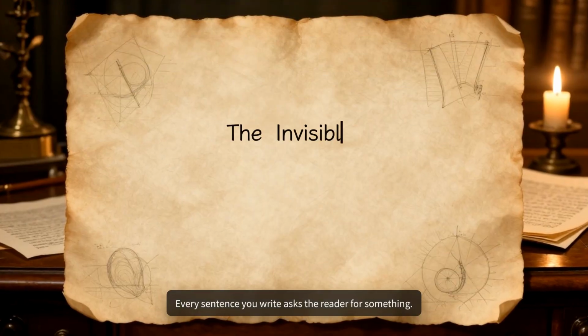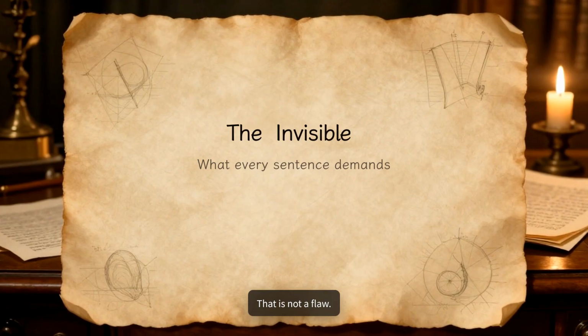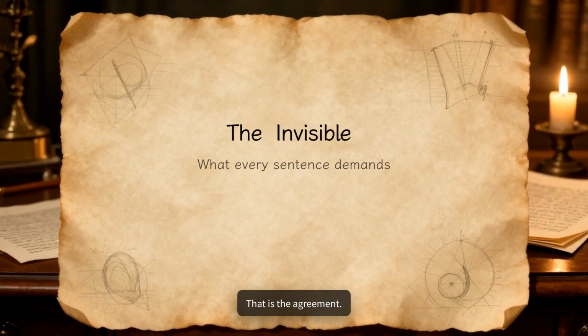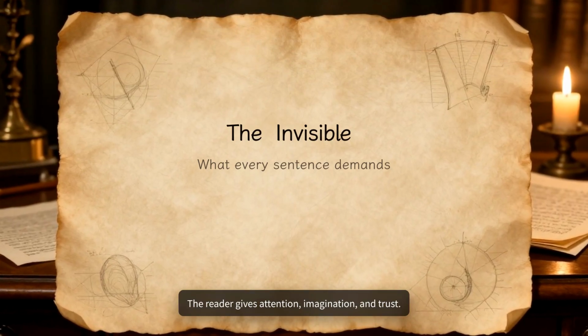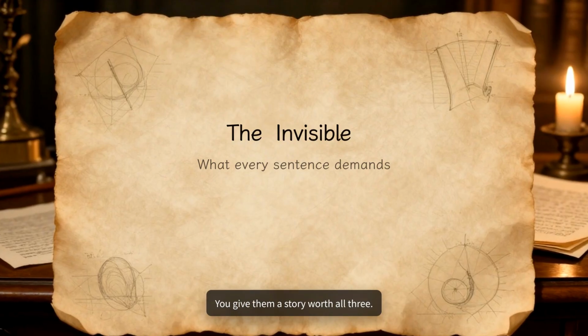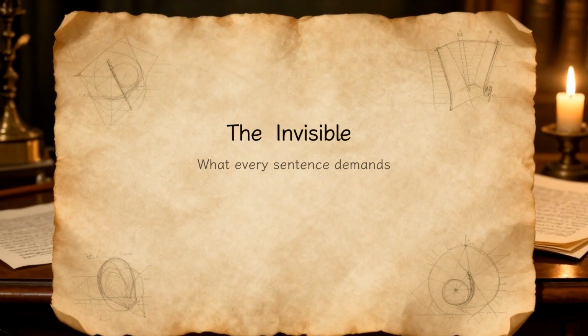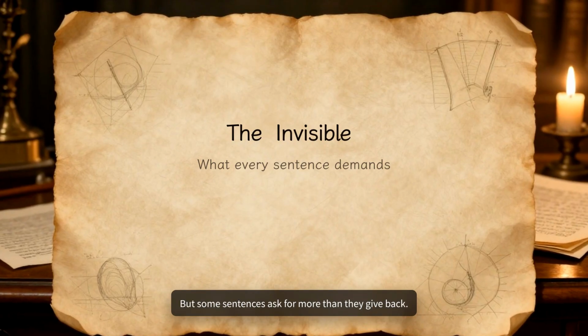Every sentence you write asks the reader for something. That is not a flaw. That is the agreement. The reader gives attention, imagination, and trust. You give them a story worth all three. But some sentences ask for more than they give back.